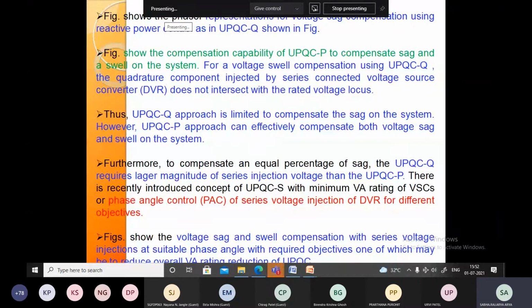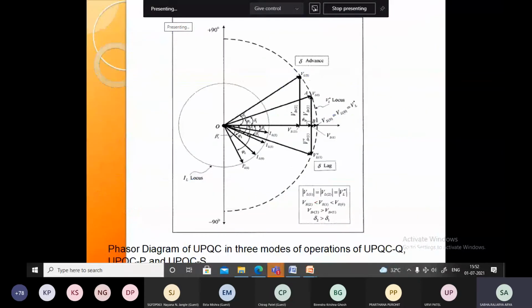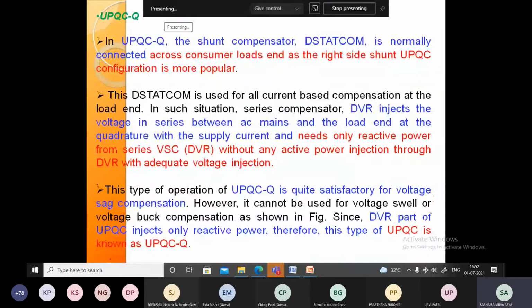That is UPQC-S, which I will talk about later. We have taken this from a paper. So you have learned the meaning of UPQC-P, Q and S.